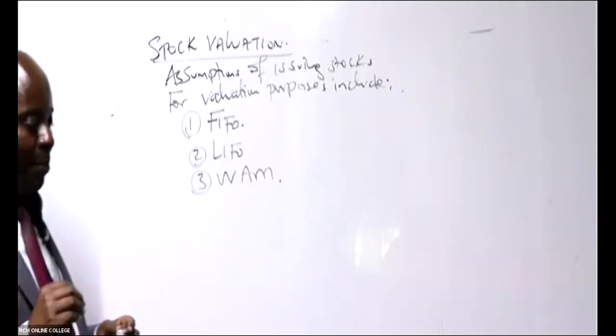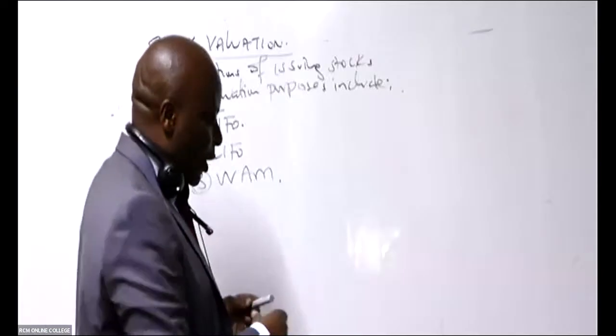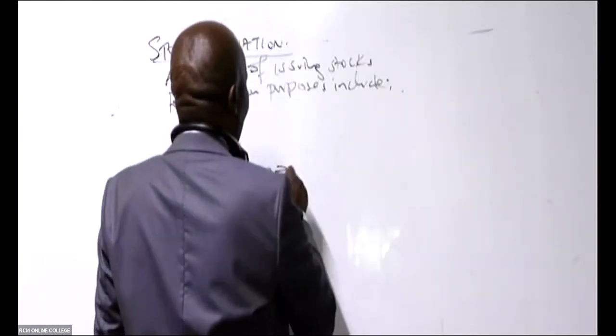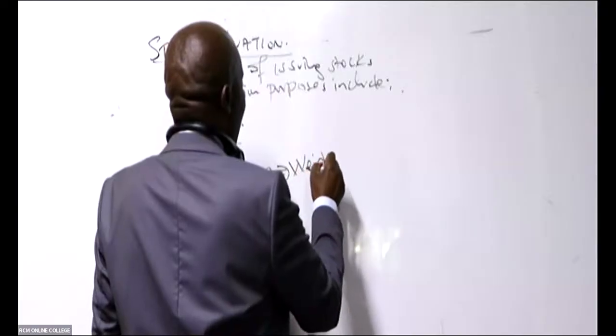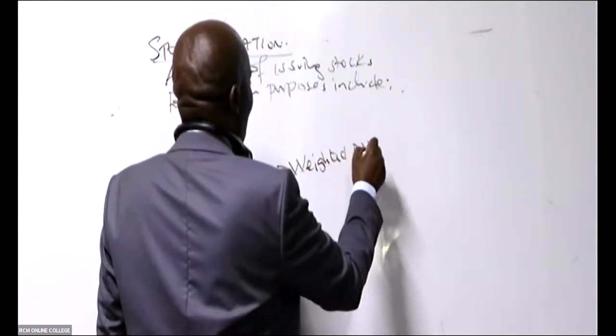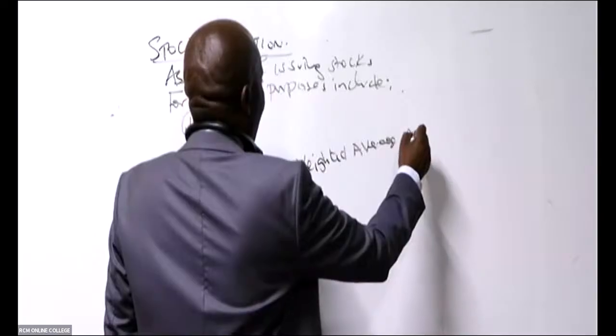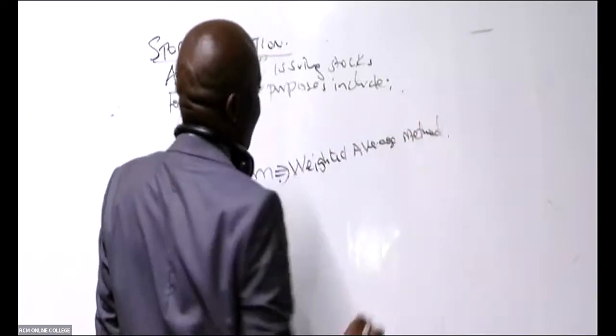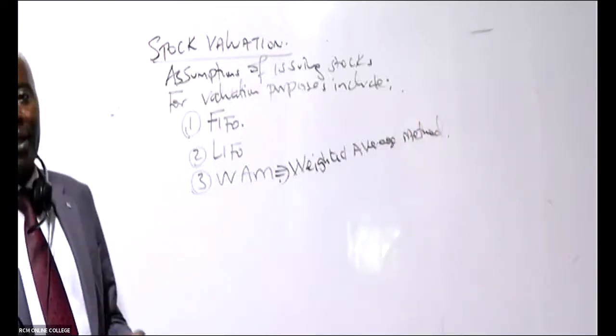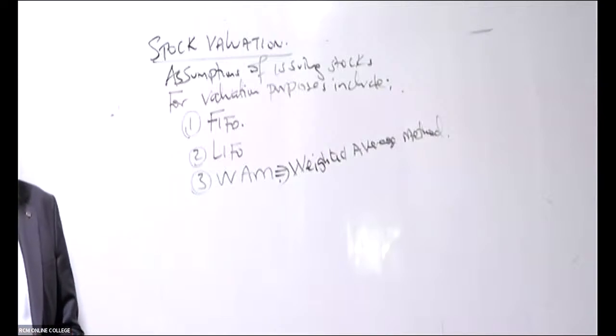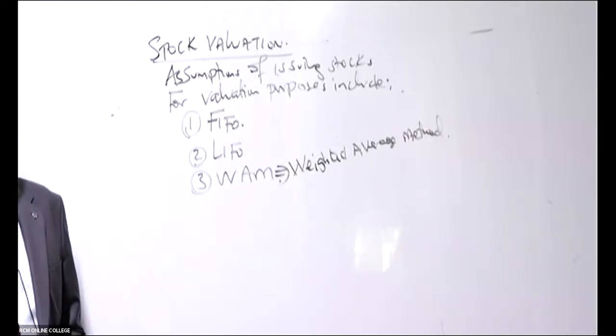And then we have WAM. WAM is weighted average method. Weighted average method, WAM, like that. So FIFO is first in, first out. LIFO is last in, first out.